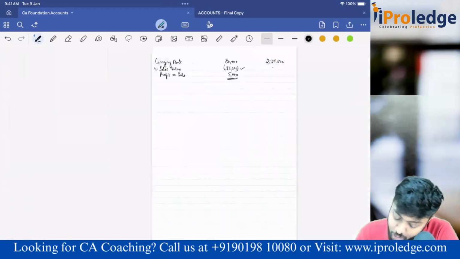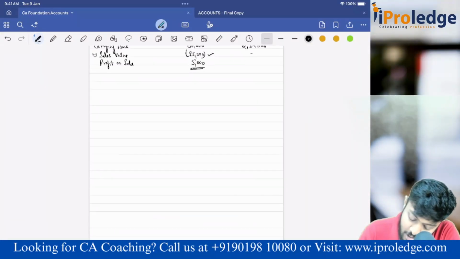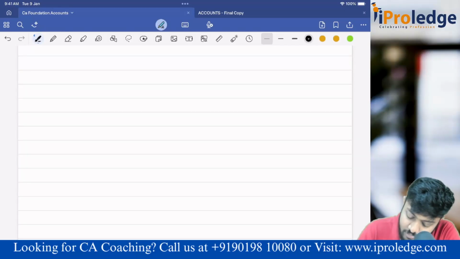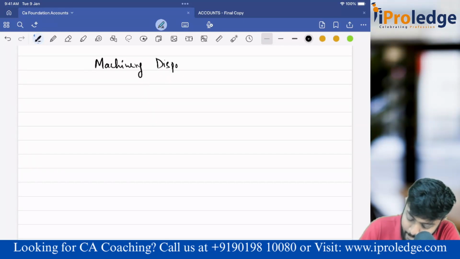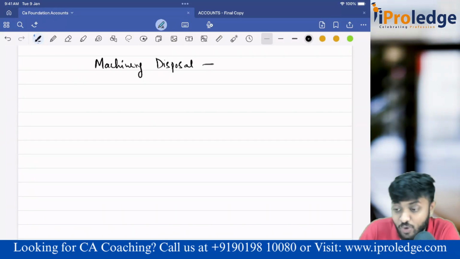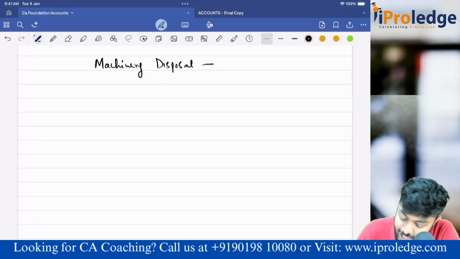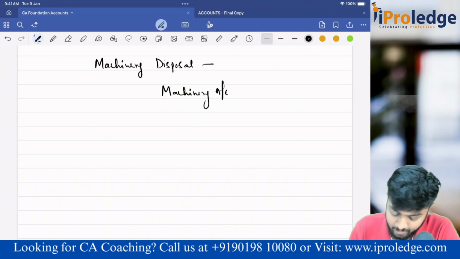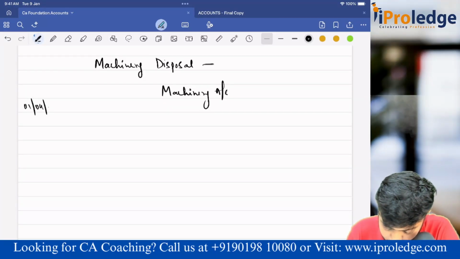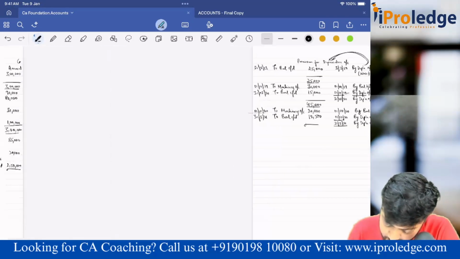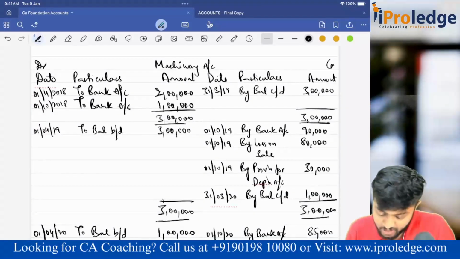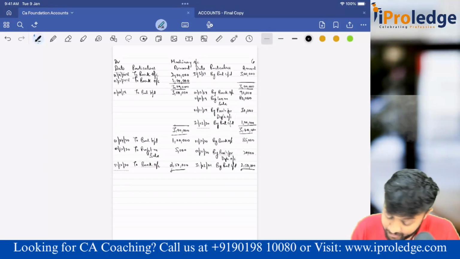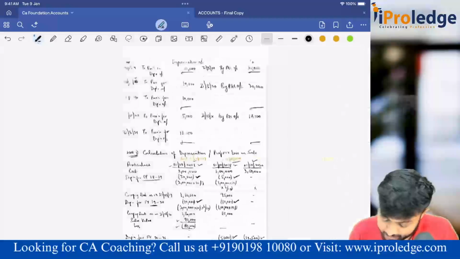Sir, what to do if they have asked for machinery disposal? If they have asked for machinery disposal, in this question they have not asked, but I am including it. In that case, what would have happened to machinery account? Okay, on 1st October, I'll take this only as the reference. On 1st October we have purchased machinery of 2 lakh. On 1st April we have purchased machinery of 2 lakh.